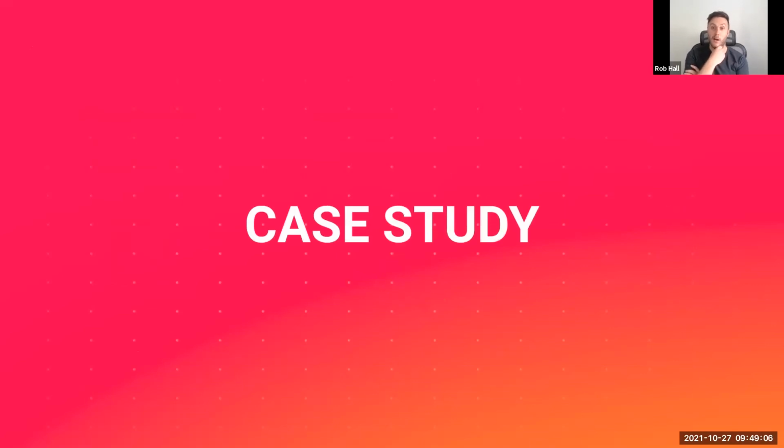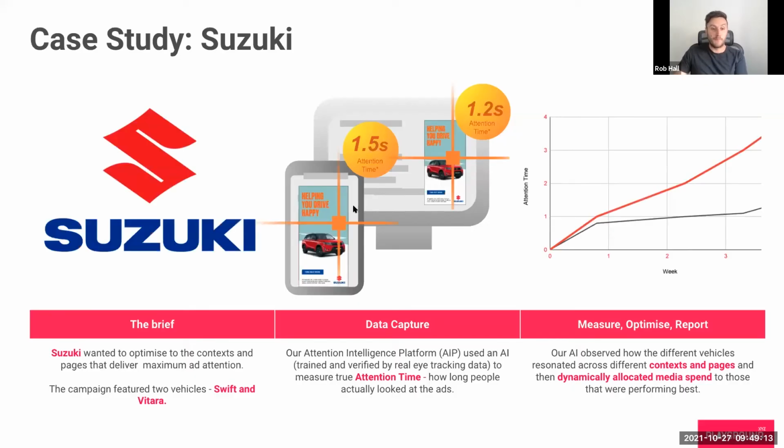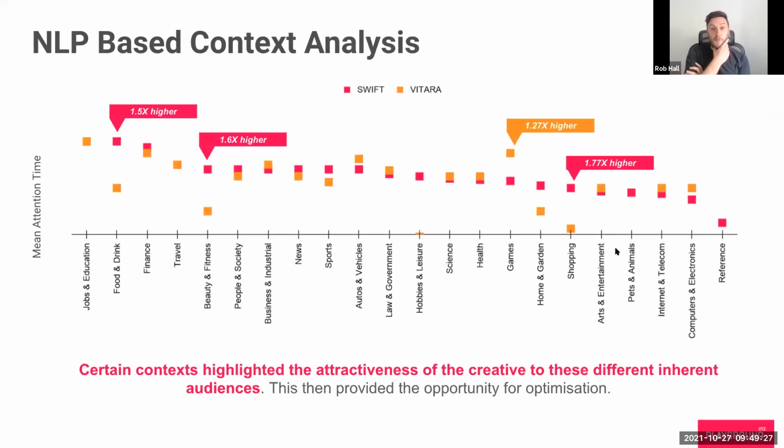So I'm going to walk you through a case study now, and this one is for Suzuki, a car brand. They basically had 2 vehicles, a Swift and a Vitara, so 2 different creatives, and we wanted to deliver these, measure the attention time, and then optimize it. What was fascinating was, as we ran the natural language processing engine over the top, you started to see some really interesting stuff about how the 2 different vehicles deviated across different environments. The Suzuki Swift is more urban and female skewed, and the Vitara is a little more SUV based, I think, maybe a little more family oriented and slightly male skewed. And you can start to see these things come out.